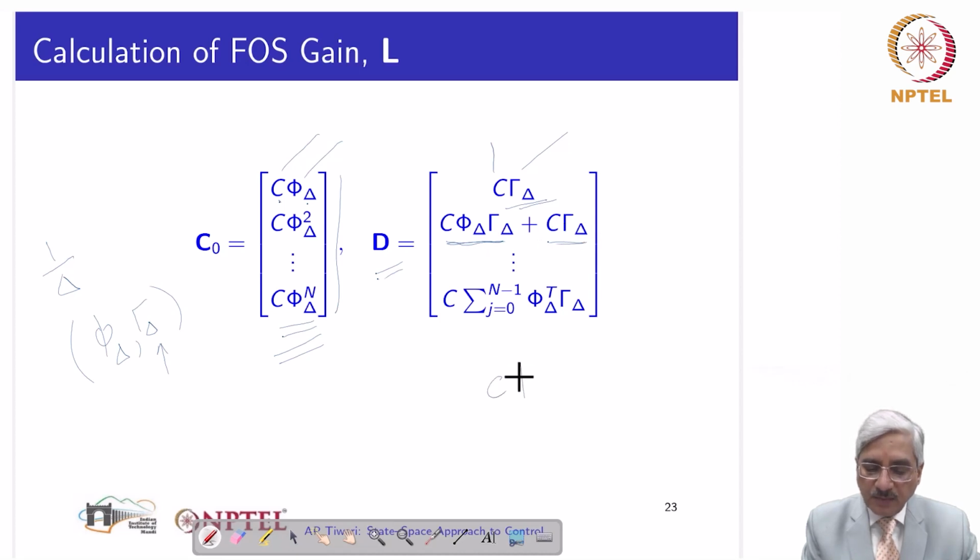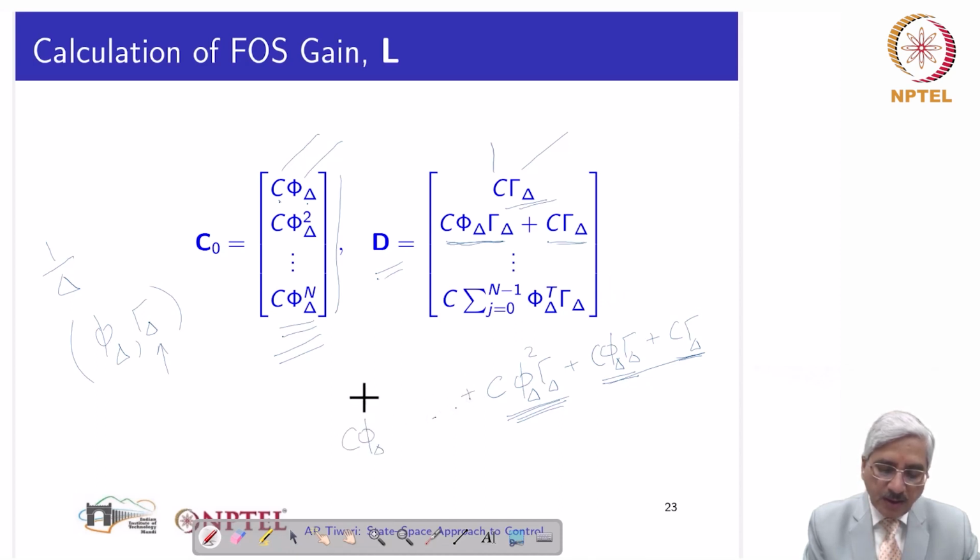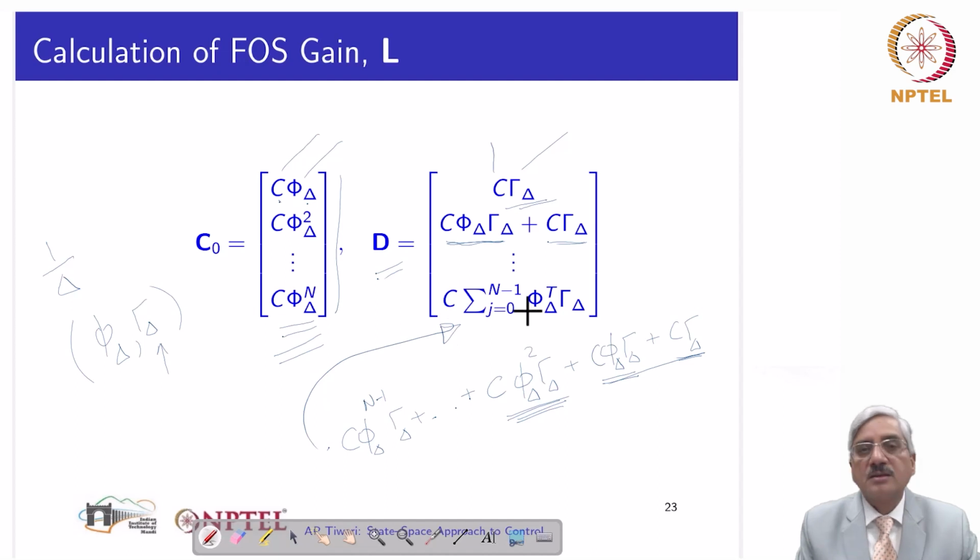Next one will be C phi delta square gamma delta plus C phi delta gamma delta plus C gamma delta. So in this manner, first one is C gamma delta, second one is C gamma delta plus C phi delta gamma delta, third one is these two plus C phi delta square gamma delta, and last one is C phi delta power n minus 1 gamma delta.